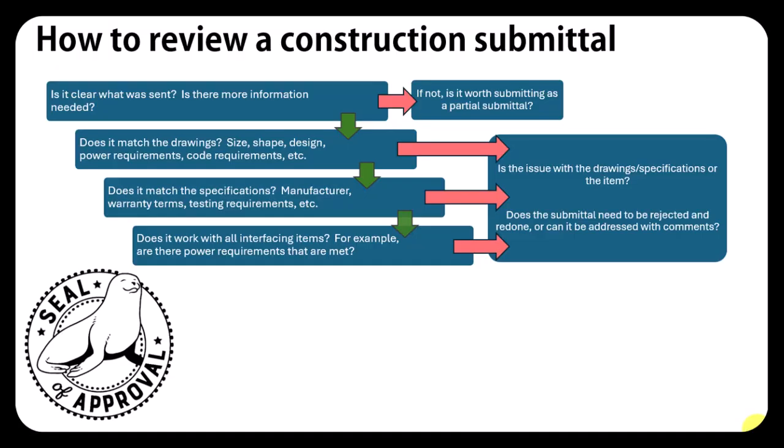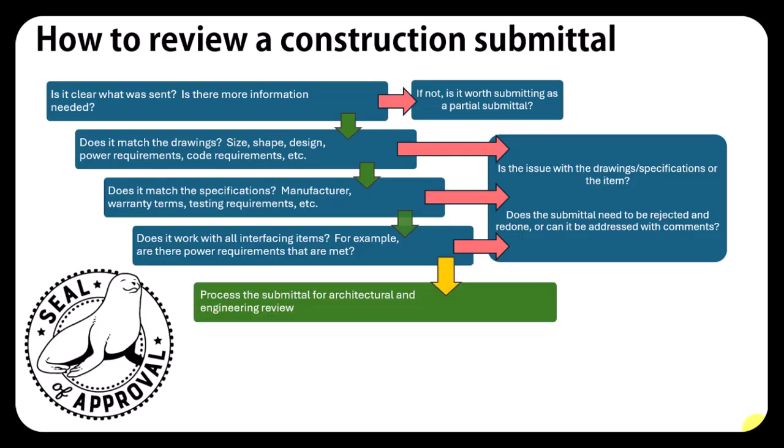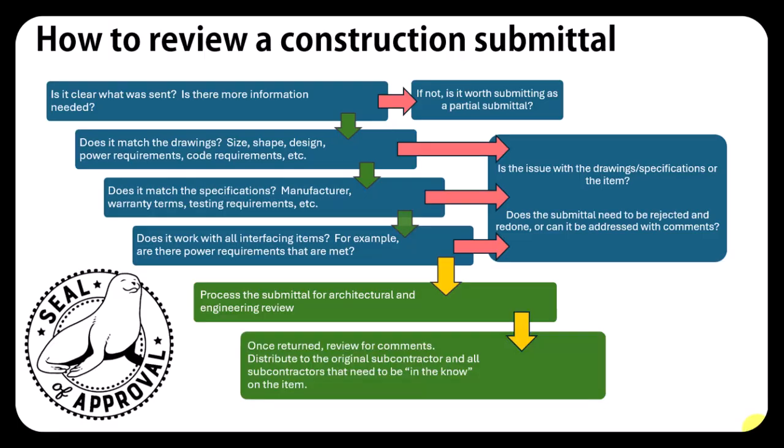Once you've looked through all of these, if everything looks good, you're going to give it your seal of approval. From there, you are going to process it and submit it for architectural and engineering or design or structural, whatever review it needs. Typically, you're going to have everything go through your architect and they will decide who else needs to look at it. And then once your architectural and design teams have reviewed it, it's going to come back to you. So you're going to look through it for comments, you're going to distribute to the original subcontractor, and it's going to go to any subs that need to be in the know on the item.